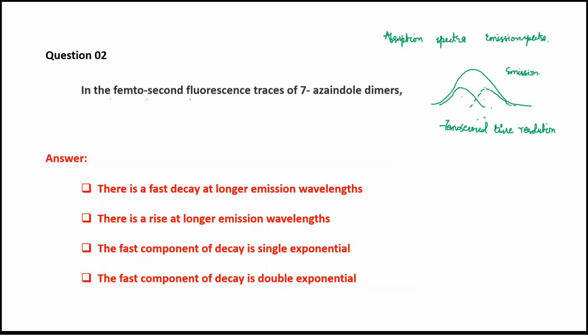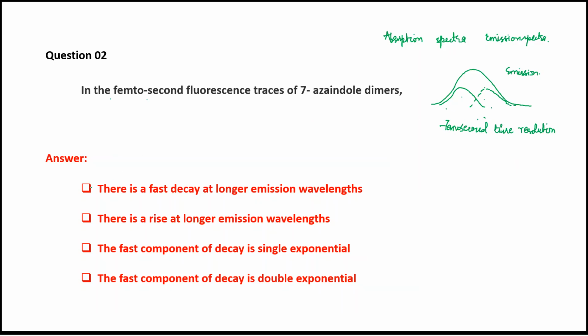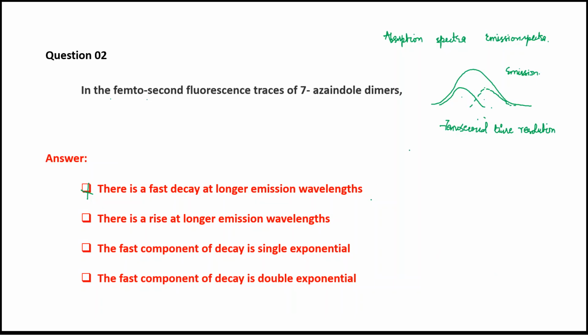So now we'll look at what is discussed in the question. In the femtosecond fluorescence traces of 7-azaindole dimers, first of all, there is a fast decay at longer emission. What we saw at longer emission wavelength was not a fast decay but a rise. So the first option is not correct. Then the second is, there is a rise at the longer emission wavelength. Yes, this is what we have observed. When you go to a longer emission wavelength, you see a rise in signal, unlike the decay which you observed before. So this is the right option.